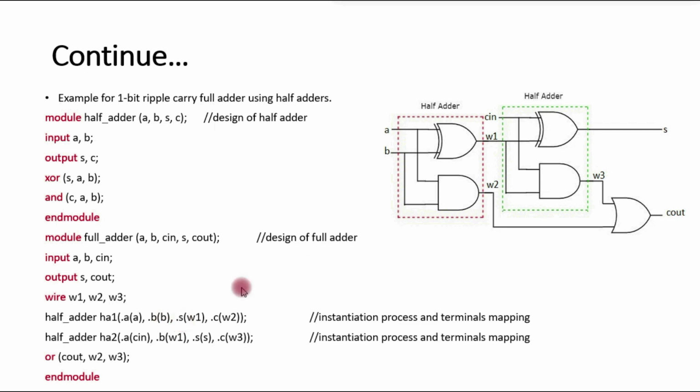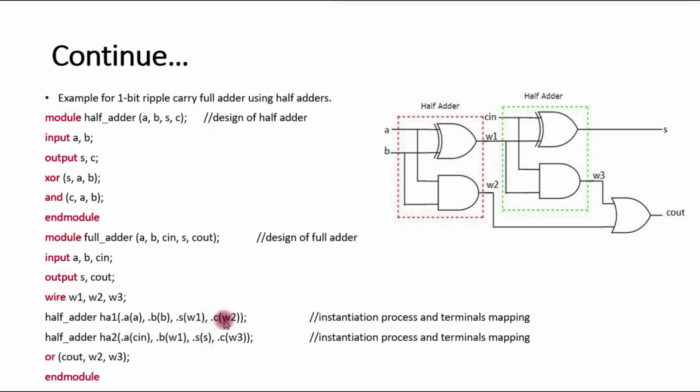Dot S, S for sum output of half adder 1. So here dot S, S is W1 for the full adder circuit. So S is mapped with the W1 signal. Dot C, C is the carry output of half adder 1. And here this one is the W2 signal for the full adder circuit.